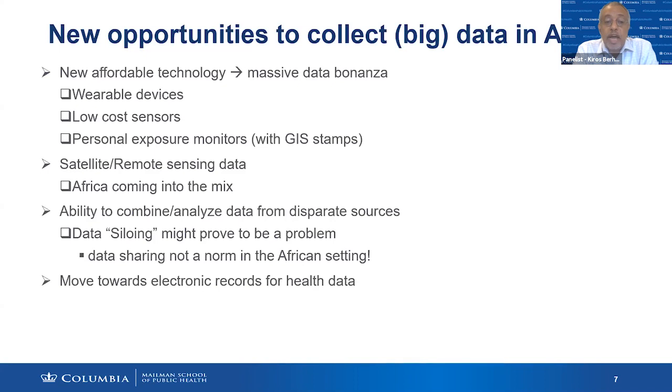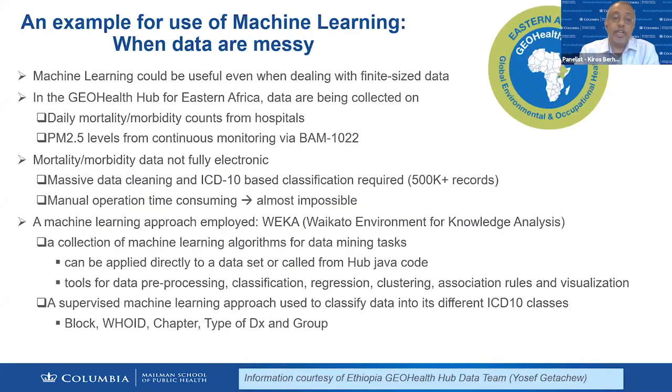There is also the ability to combine and analyze data from disparate sources. Here, what my keynote speaker at one of our public health data science summits in Columbia, Rob Tibshirani, called data siloing, which is really this reluctance to share data. And those of you joining from Africa know exactly what I'm talking about. Data sharing and data transparency are very important, but they are not the norm in the African setting. And of course, the move towards electronic records for health data might give new opportunities to deal with these issues. So I'll give two or three brief examples.